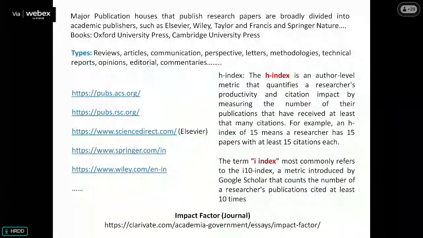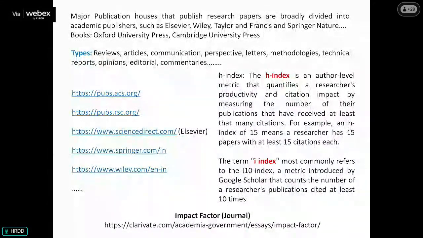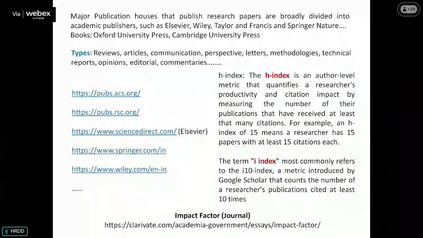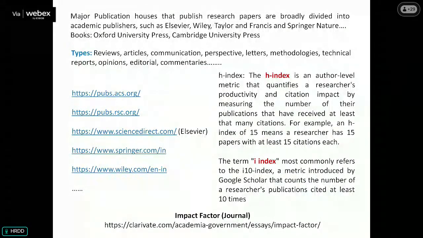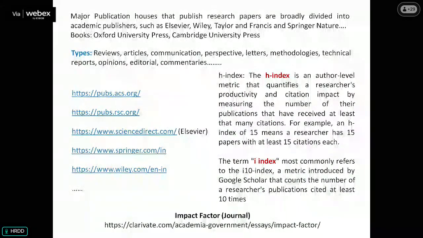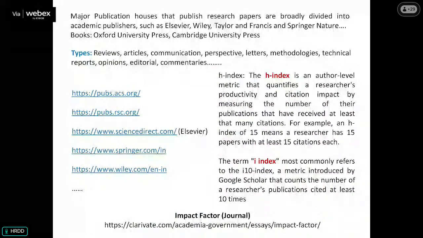So major publication houses that publish research papers are broadly divided into academic publishers. So there are academic publishers: Elsevier, Wiley, Taylor and Francis, Springer Nature, these are the names of the publishers, okay, which you will refer to. What are those? Elsevier. So for Elsevier I have mentioned that it is sciencedirect.com. This is for everything, physics, chemistry, biology, all. Everybody will go to sciencedirect.com.